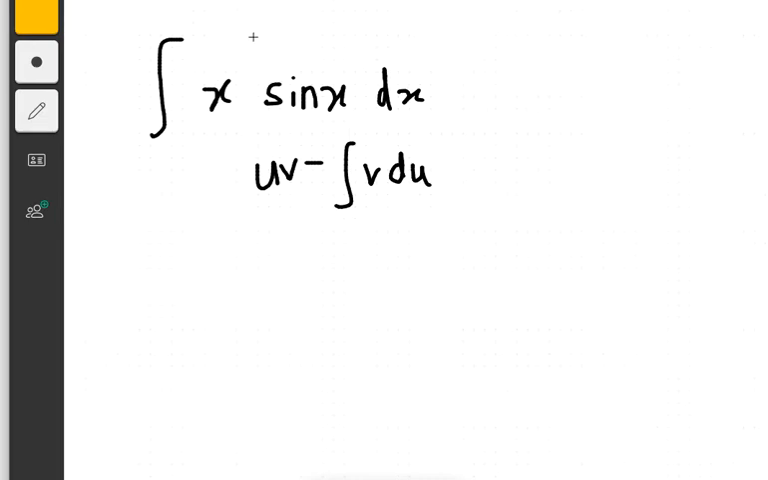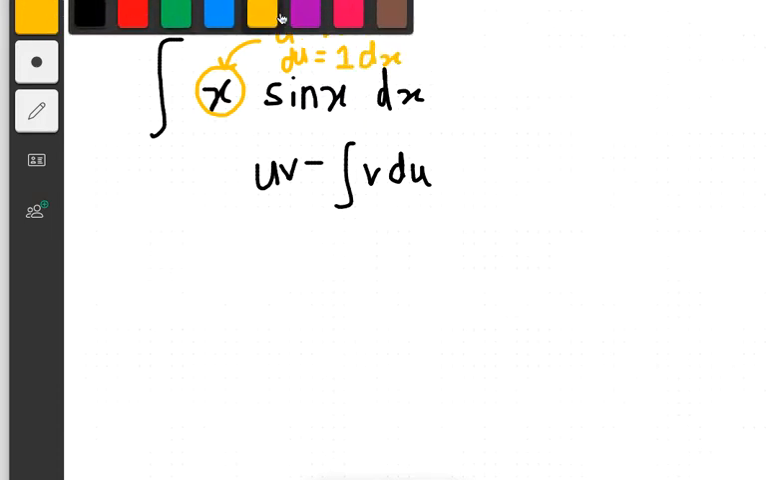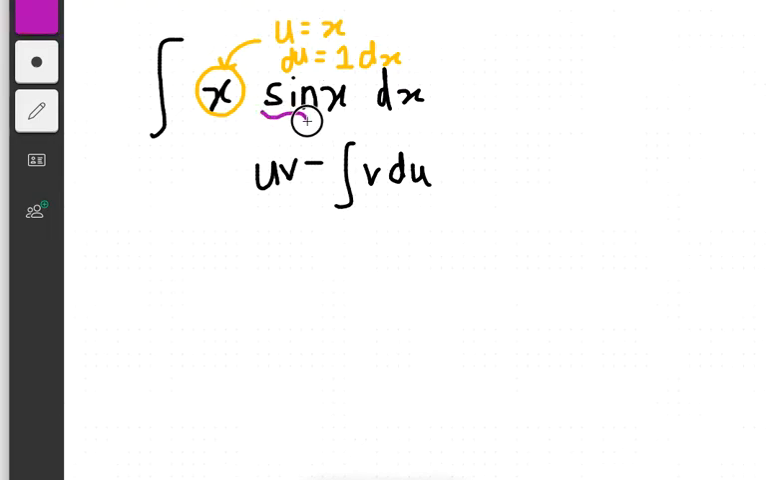The trick to picking the u or the v: you're going to pick the u that, when you take the derivative of it, will become simpler. So our x is going to become our u, so u is equal to x, and the derivative du is just 1 dx, and the sine x is going to be dv.